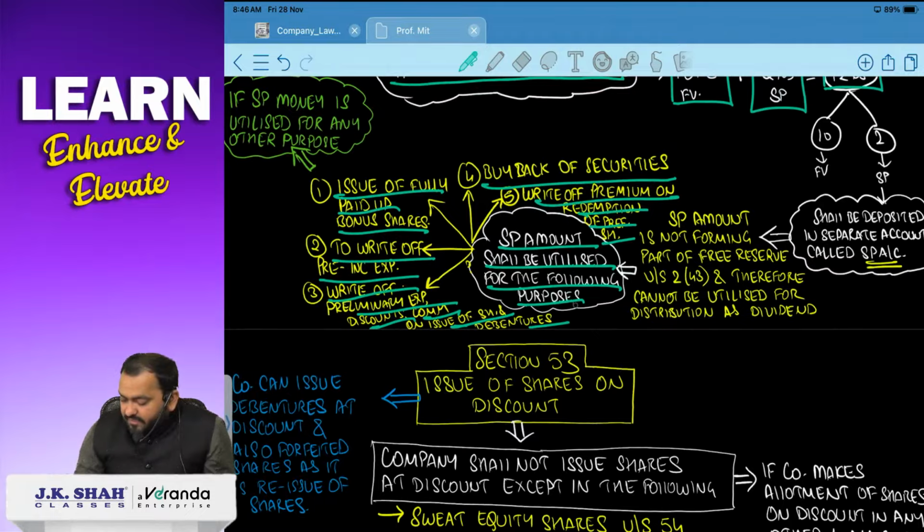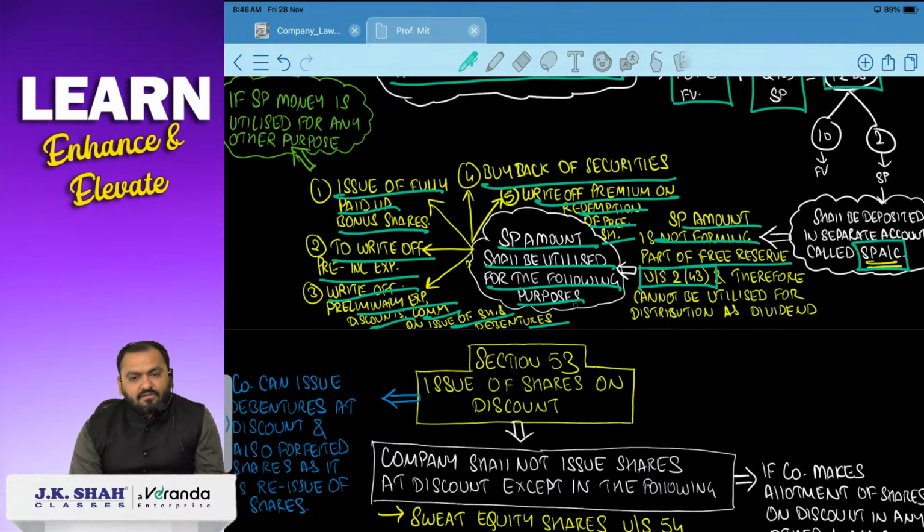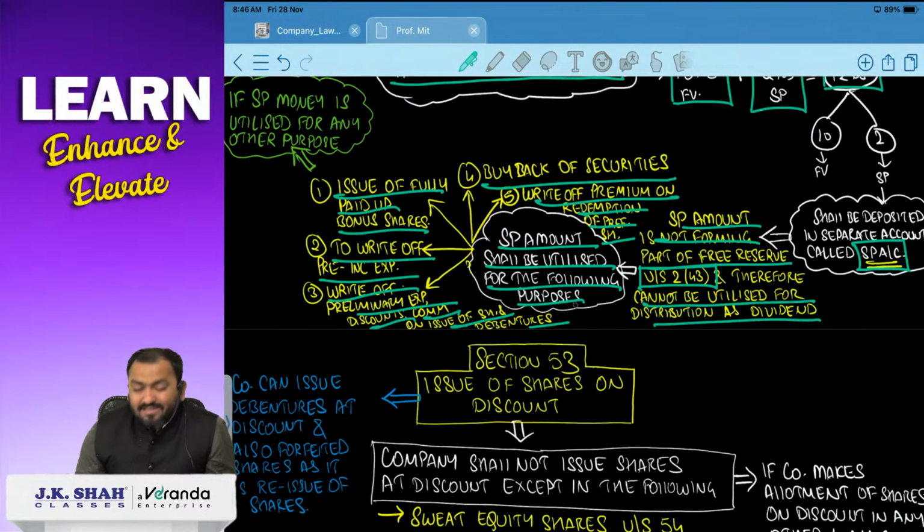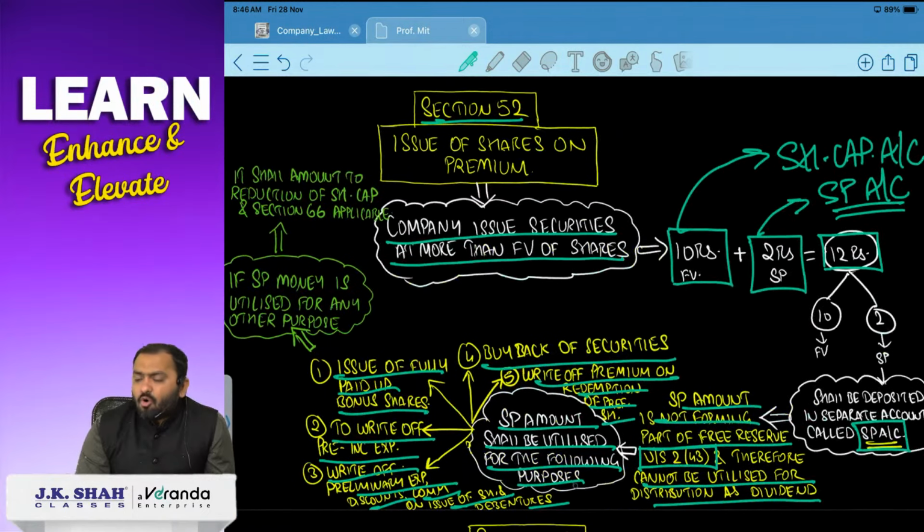Then the amount which is there in the securities premium account is not a part of free reserves. You know there is a definition of free reserves given in the Companies Act, section 2 clause 43, which excludes the securities premium account. Therefore it cannot be utilized for dividend purposes. Only one reserve can be used for dividend, that is free reserves, and securities premium is excluded from free reserves, therefore it cannot be used for the purpose of declaration of dividend. Is this clear to everybody?